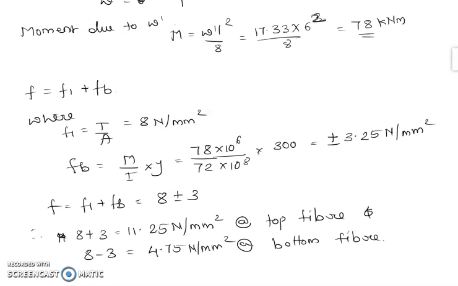That's it. So basically, in load balancing, we have to see the moment that is created for the difference of the upward force and the downward force, and the downward force is nothing but the UDL that is acting on the beam. Okay, so we will have to find out the moment for the difference of these two values, and due to this moment there will be stress created, so we will have to find out F1 and FB for the same values. Thank you.